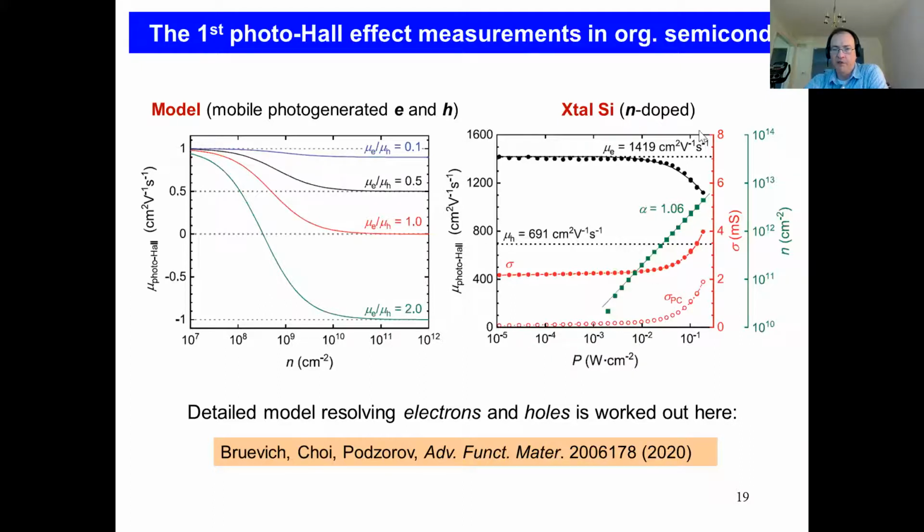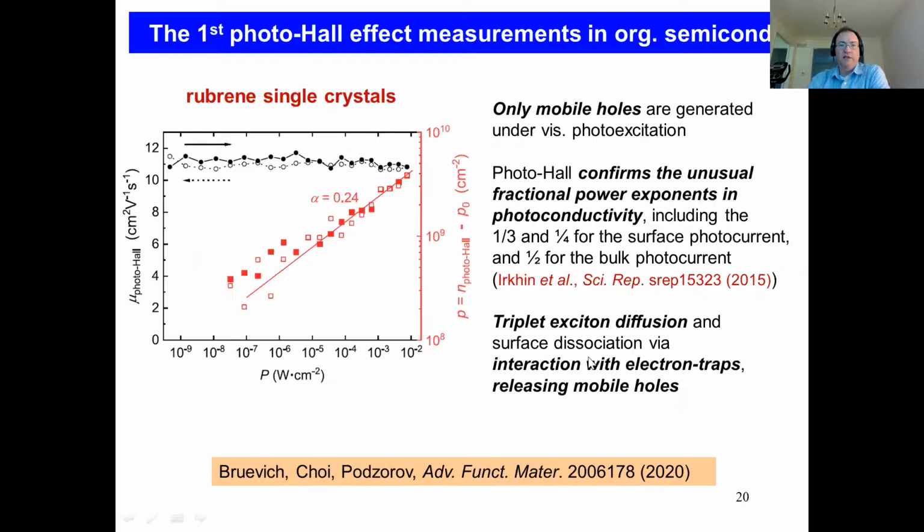We have done some control measurements in single crystalline silicon, and we do see this roll-off. This black curve is the photo-Hall mobility. By fitting this dependence with the model, you can extract separately both the mobility of electrons and holes. So the model works, but when we do this measurement in rubrene, we see something completely different.